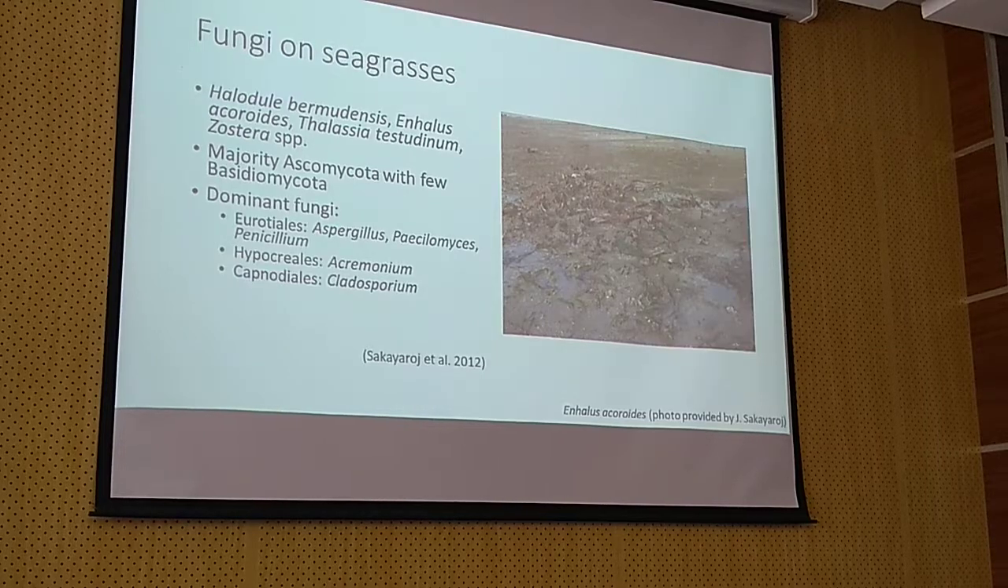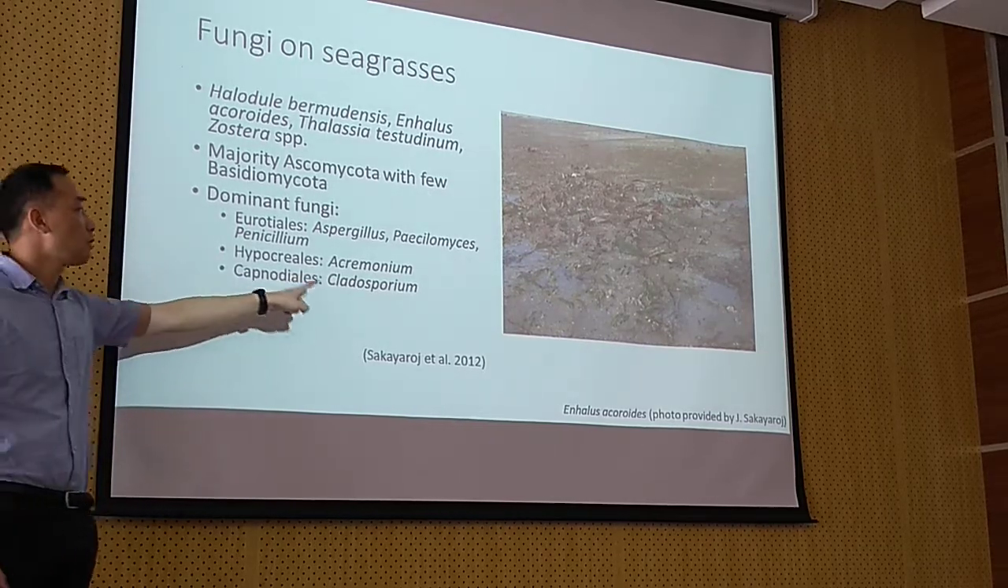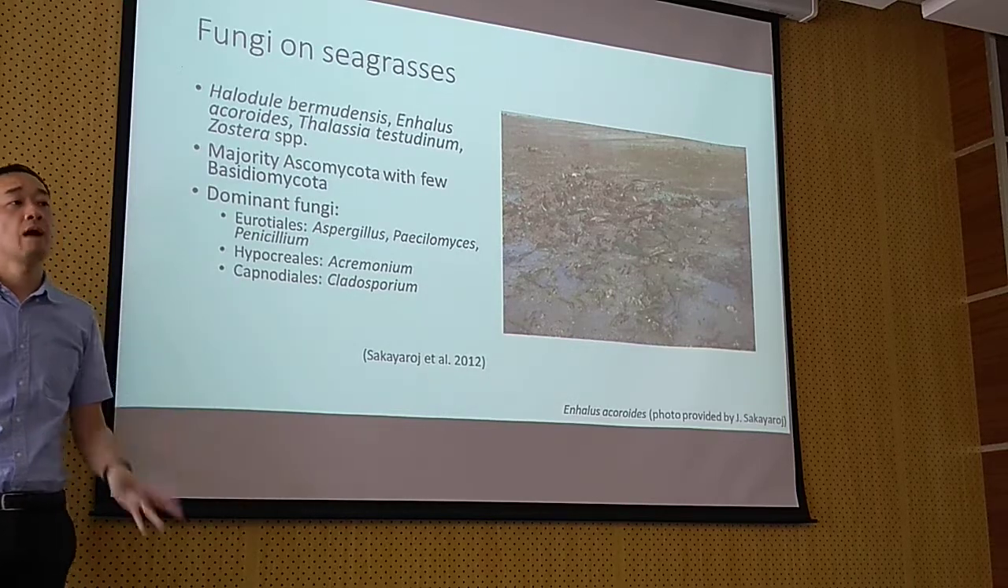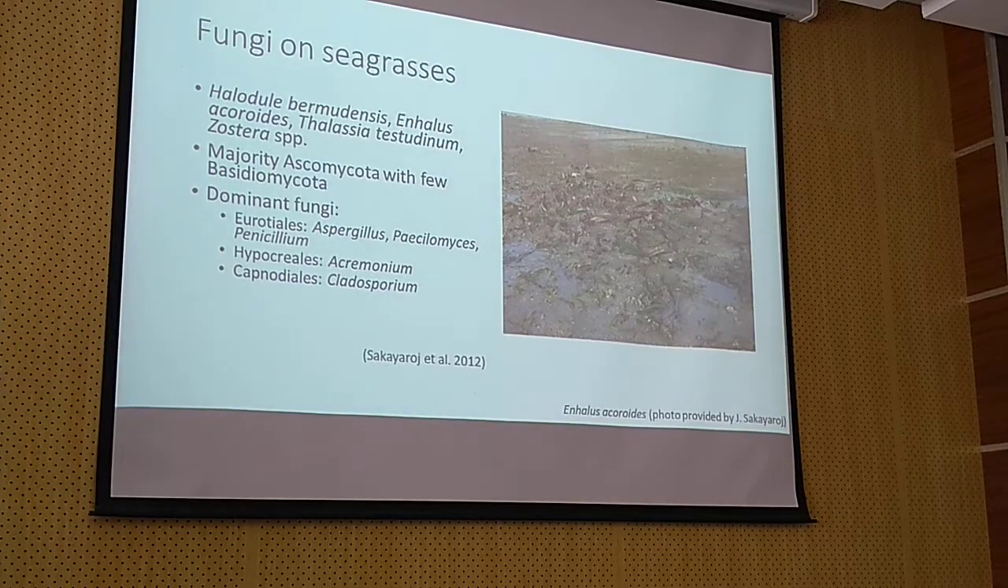Another group that has been studied a lot is seagrasses. I'm sure you have seagrasses here. Especially if you look for phosphochytrids, you can try to isolate phosphochytrids from seagrasses as well, because a lot of these phosphochytrids are associated with plants or macroalgae. So there has been a lot of study. We don't know the number of species of marine fungi associated with seagrasses, but we know that the majority of the fungi belong to the Ascomycota. And the dominant species you might know are Aspergillus, Penicillium, Acremonium, and also Plectosporium.